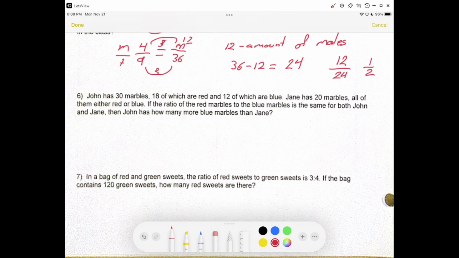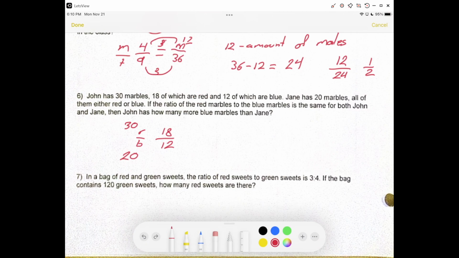So let's break this question down, right? We know that Jonah has 30 marbles, and we know that the ratio from R to B is 18 to 12. And we know that Jane has the same ratio, but she has 20 marbles, so she has a different total. This means that this question is a part to whole question. So let's look at one of the marbles. Let's look at the red marbles, right?